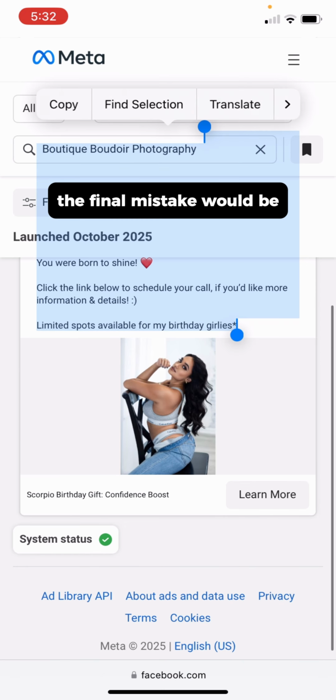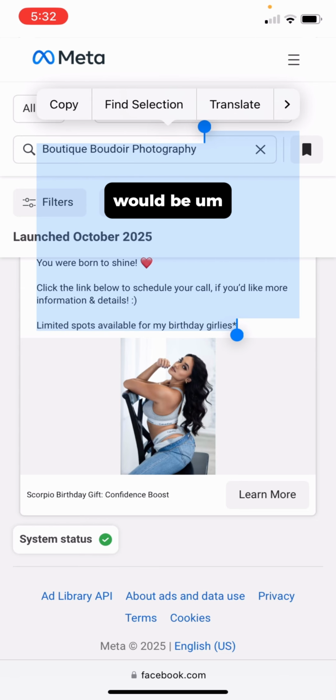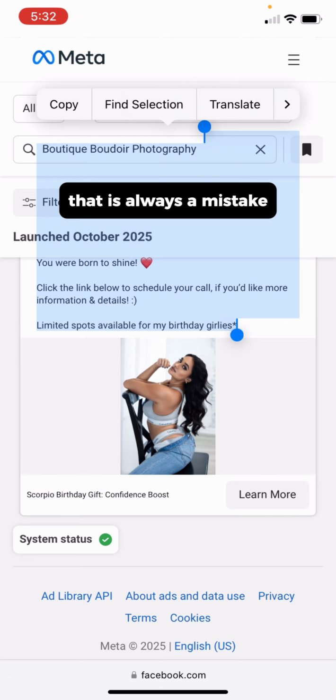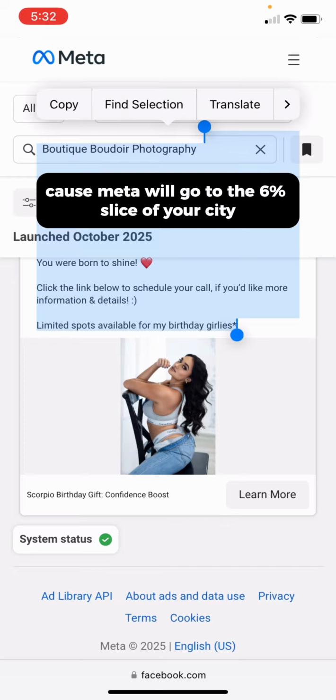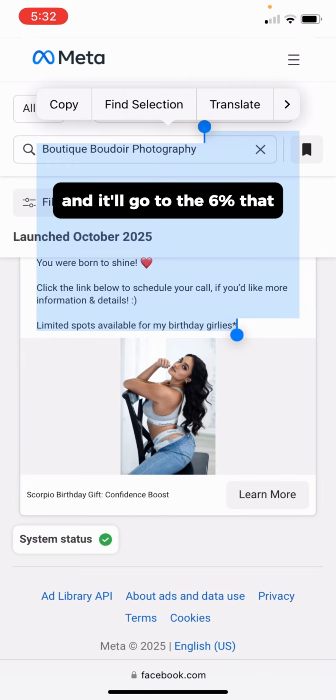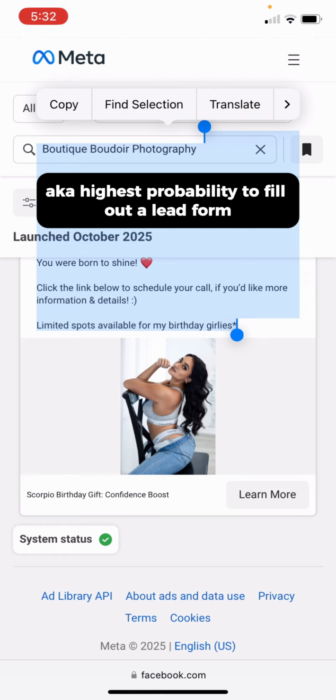The final mistake would be, which I don't know if you're making this, your objective. So most boudoir Facebook ads I've seen, people are using the leads objective. That is always a mistake because Meta will go to the 6% slice of your city, the Meta profiles in your city that we're targeting, and it'll go to the 6% that are like 95th percentile, aka highest probability to fill out a lead form.